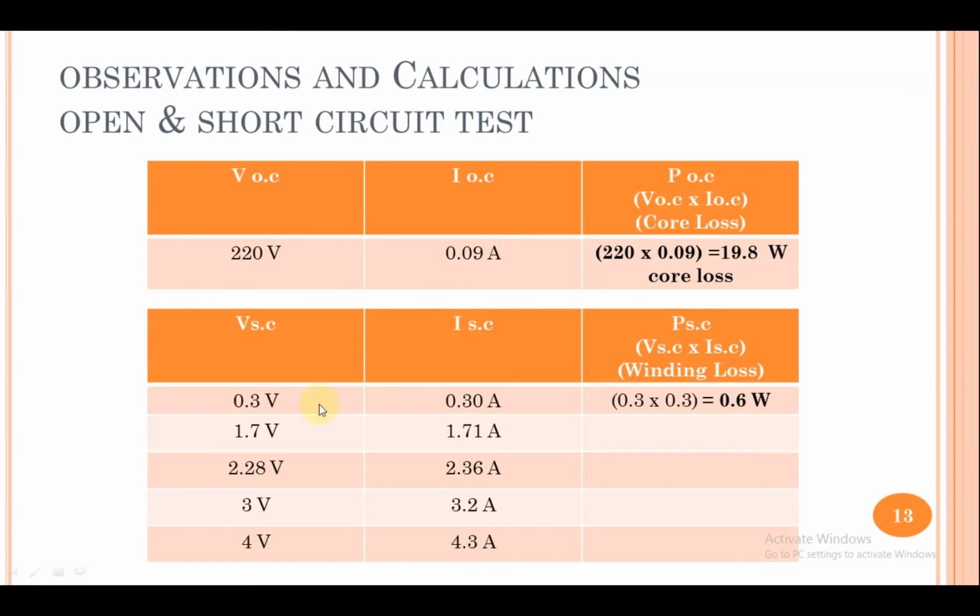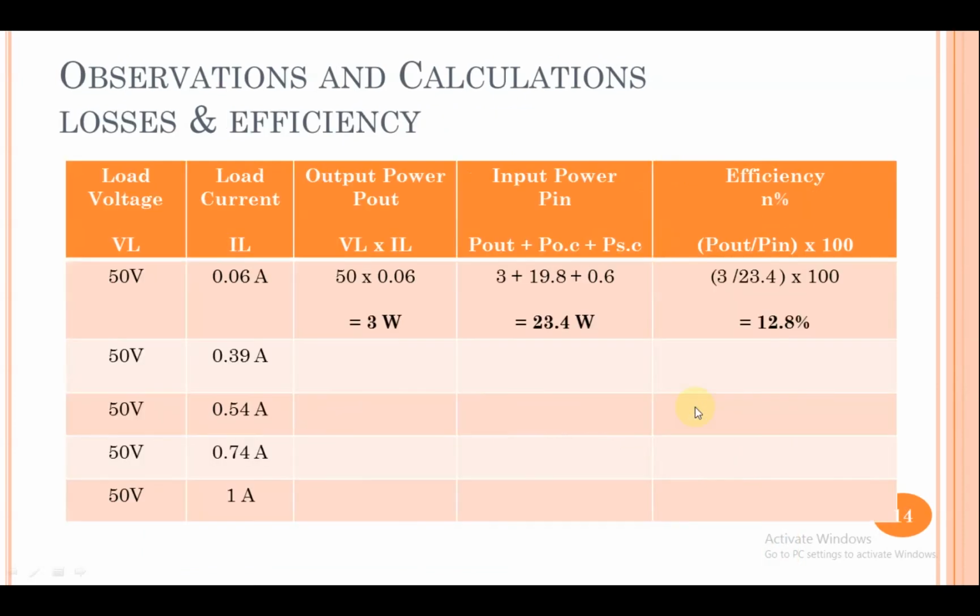For the short circuit test, the voltage was varied from 0.3 to 4 volts, and the amperage from 0.3 to 4.3. I have calculated a single reading, and you can calculate all the readings yourself. This is your open circuit loss, this is your short circuit loss, and the final table is for the efficiency. The load voltage is taken as 50 here because our transformer will be loaded at 50 volts, as it is a step down transformer working at 50 volts output.